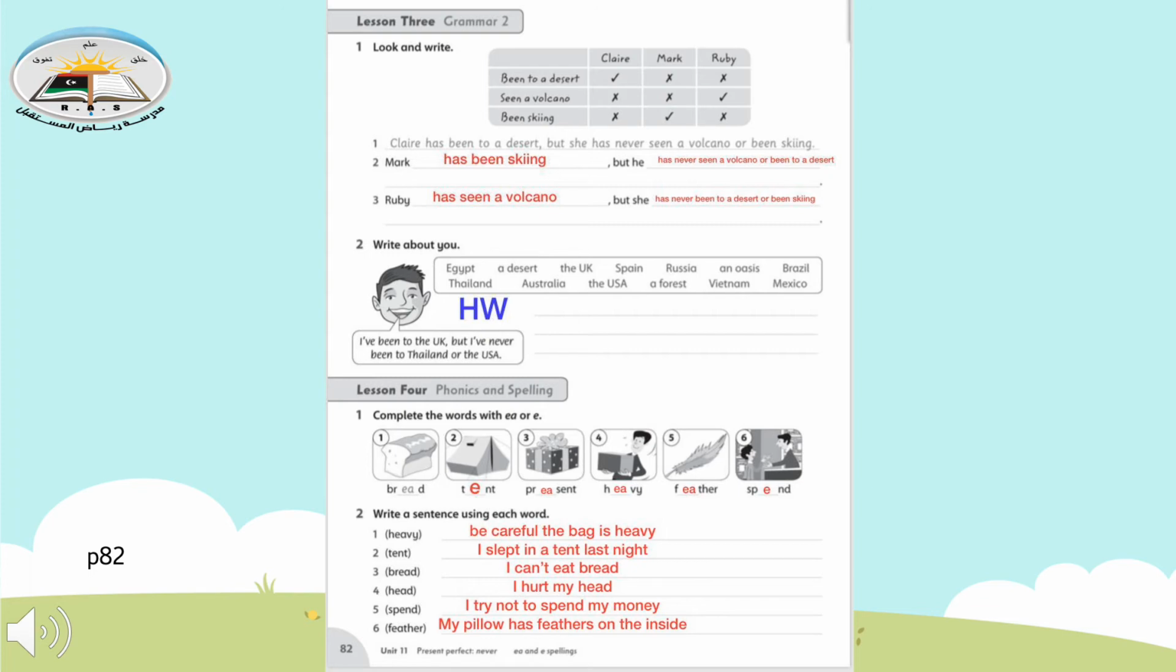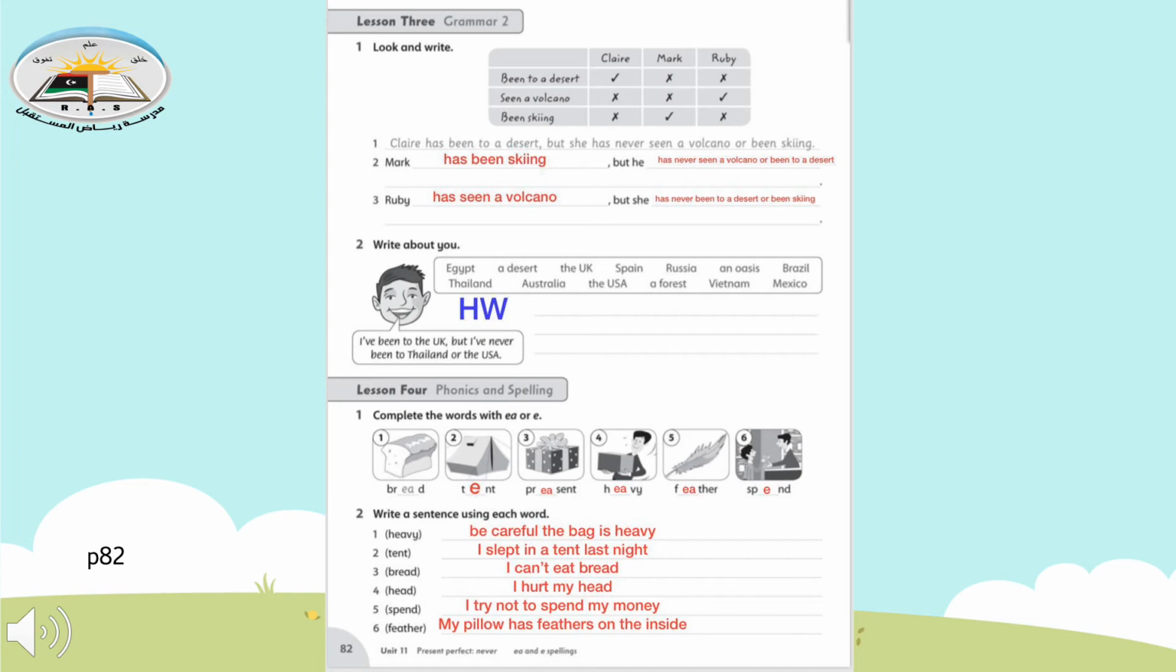And then we have lesson 4, phonics and spelling. Complete the words with EA or E. Number 1, we have bread. Number 2, we have tent. Number 3, we have present. Number 4, we have heavy. Number 5, we have feather. Number 6, we have spend.